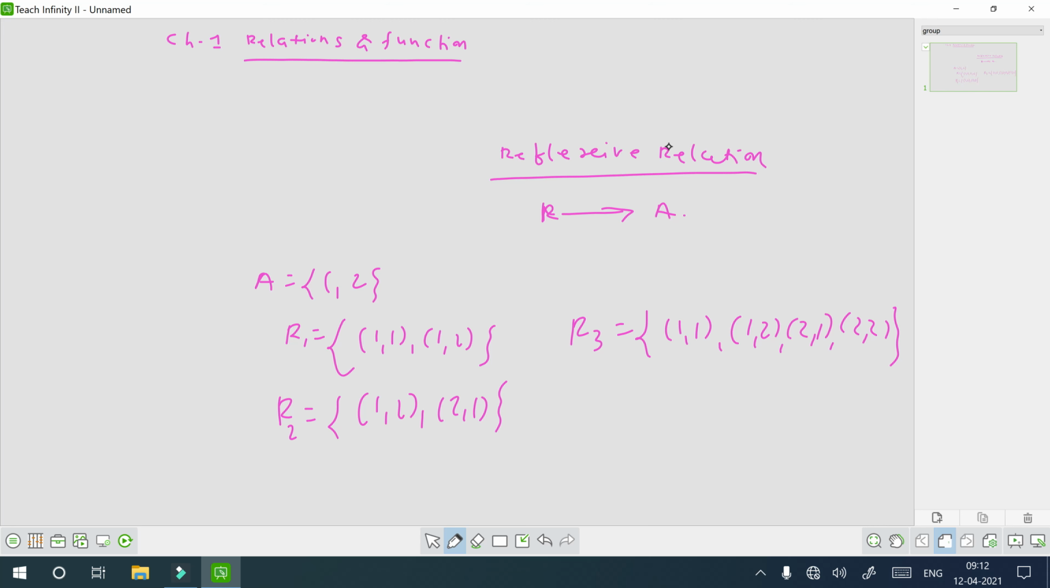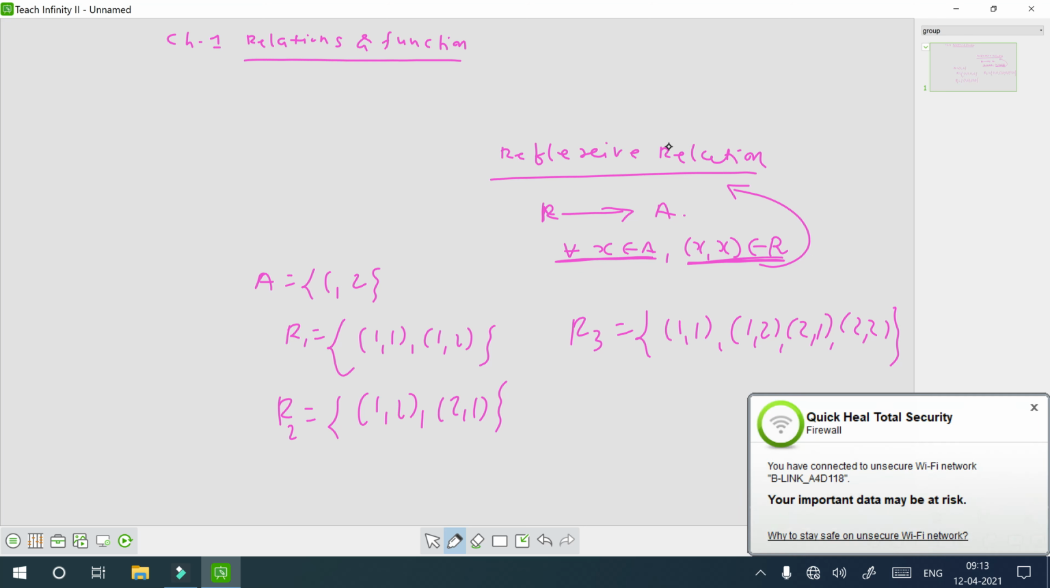Clear? Reflexive relation means what? For all x belongs to A, the ordered pair (x,x) belongs to R. This one is true for every member of set A. Then such a relation is called a reflexive relation. See here, if we see the first, R1, here (1,1) is there, (2,2) is not there, because that should be true for all x belongs to A. For 1 belongs to A, (1,1) is there. For 2 belongs to A, (2,2) is not there. So this relation is not reflexive.